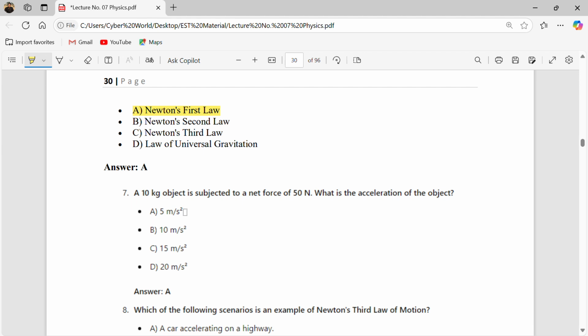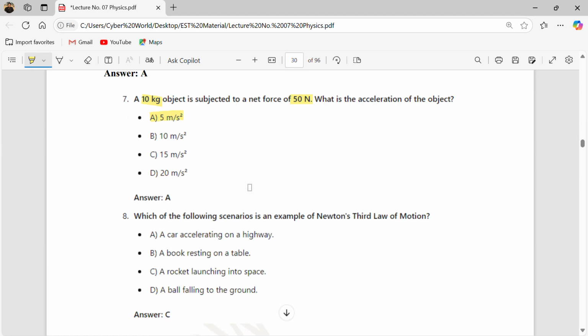A 10 kg object is subjected to a net force of 50 Newton. Now the mass is 10 kg and the net force is 50 Newton. So what is the acceleration? You have to use Newton's second law of motion. F equals ma. You have to find acceleration, so a equals F divided by m. F is 50 divided by m, which is 10. So 50 divided by 10, and the answer is 5. The correct answer is 5 meters per second squared.